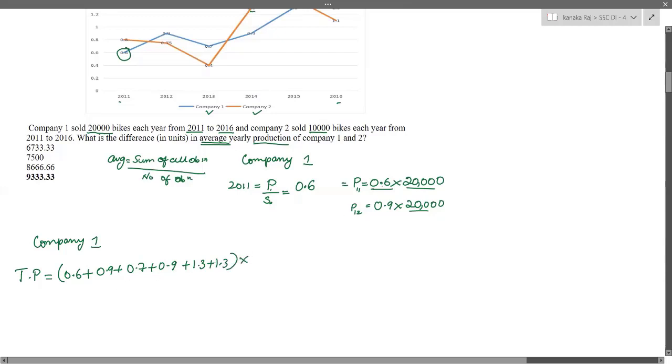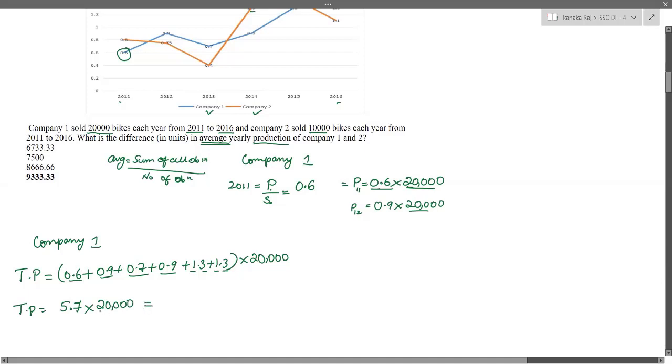Now, we know that to get production from the ratio, we need to multiply it with sales. Since 20,000 is common, I'm taking the common factor out, so I'll have to multiply the sum with 20,000. So what will be my total production? 0.6 plus 0.9 gives me 1.5. 1.5 plus 0.7 gives me 2.2. 2.2 plus 0.9 gives me 3.1. 3.1 plus 2 gives me 5.1. 5.1 plus 0.6 gives me 5.7. So total production will be 5.7 into 20,000.